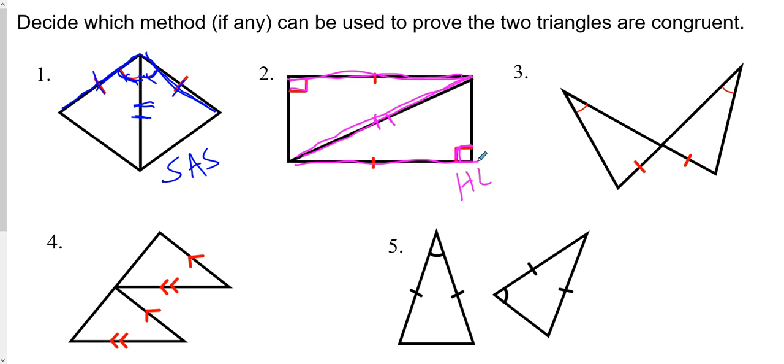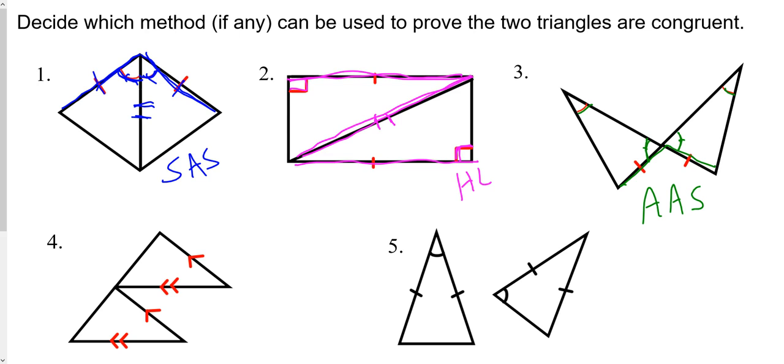For number 3, we see that they give us a side and they give us an angle, and then we look and see if there's anything else we know. We know that this angle here is congruent to this angle here because they're vertical angles. So vertical angles are always congruent. So I have two angles and then a side not between them. So that gives us angle, angle, side.